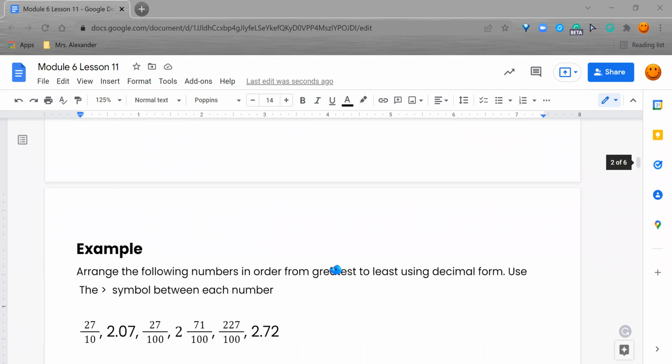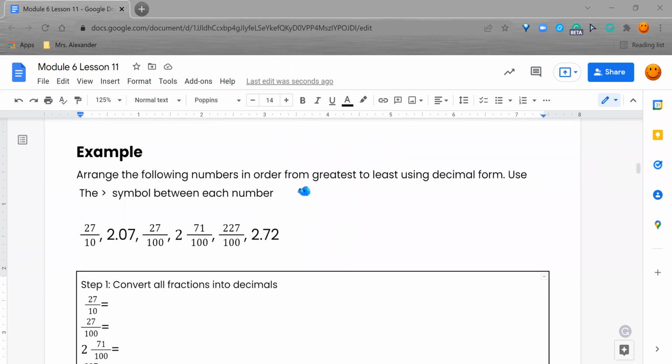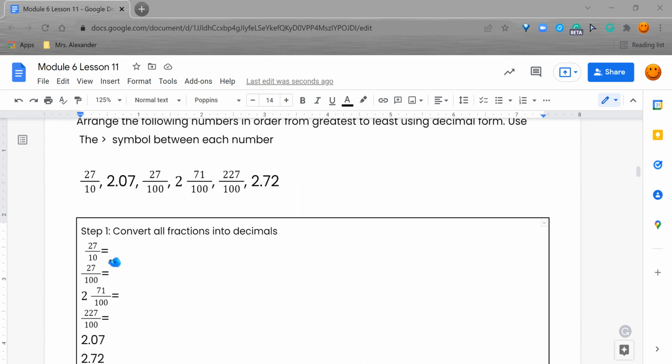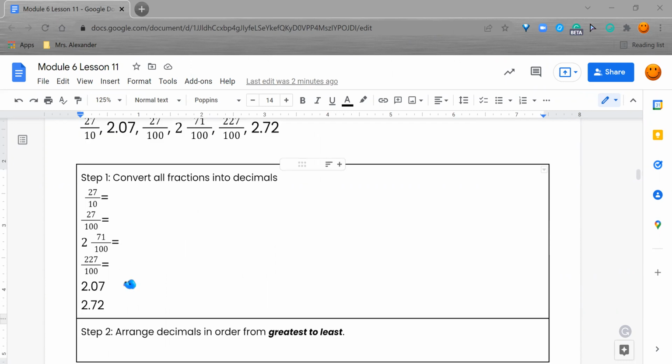Let's go on to our example. We're going to arrange the following numbers in order from greatest to least using decimal form. Use the greater than symbol between each number. So we have 27 tenths, 2.7, 27 hundredths, 2 and 71 over 100, 227 over 100, and then 2.72. So right now, I'm going to quick write this out.